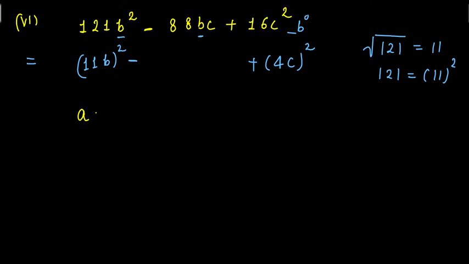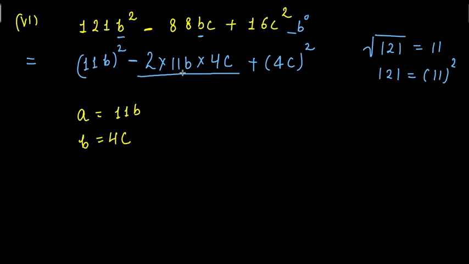Now what is my a here? A is 11b. What is my b here? 4c. You have to write here minus 2 into a, which is 11b, into b, which is 4c. Now you solve it, how much are you getting? Minus 2 into 11, minus 22, into 4, minus 88bc, which is same as the term minus 88bc. Now we will again write the identity. This time which identity will we use? (a minus b) whole square, because I have a minus 2ab. Okay, so a square minus 2ab plus b square.